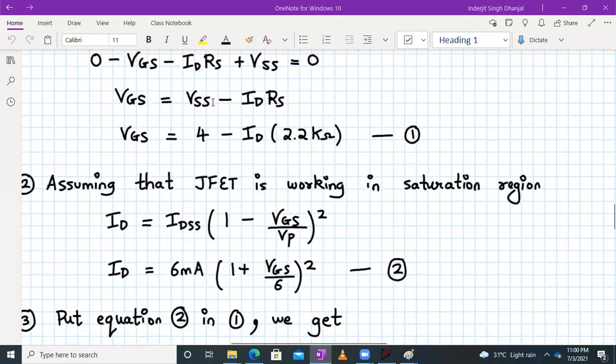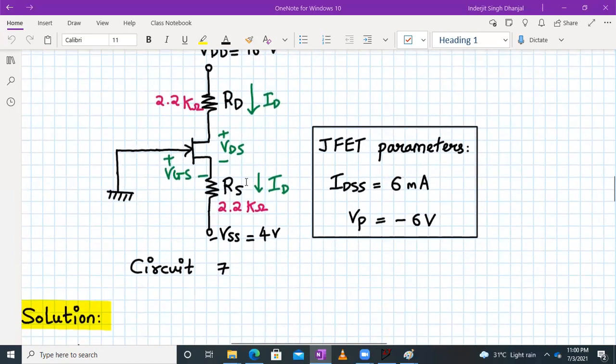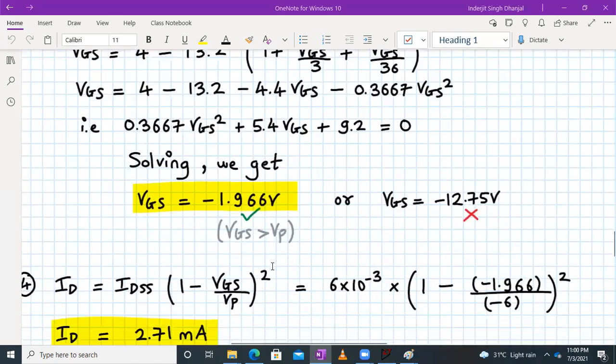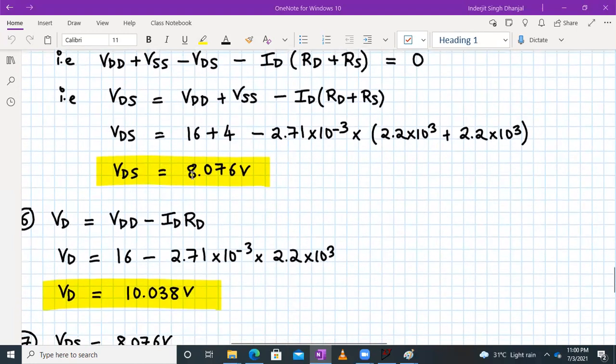Next, we apply KVL to the drain source loop. So what we will get? VDD minus IDRD minus VDS minus IDRS plus VSS equal to 0. So here is the equation. So VDS will be VDD plus VSS minus ID into RD plus RS. So we plug in all the values. VDS comes out to be 8.076 volt.